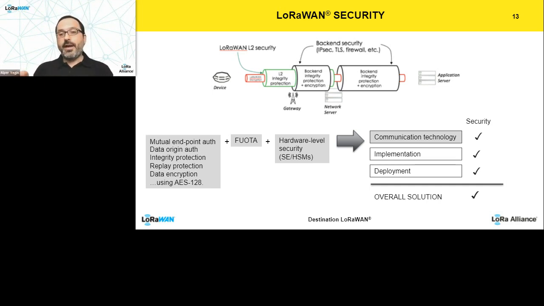And with all of that, we achieve communication technology security, or a secure communication channel, which comes out of the box with the LoRaWAN specification as part of the standard, as we have built it into the standard from the very beginning. And obviously, this is only one part of the puzzle. The other part of the puzzle of security is to have a secure implementation and deployment.